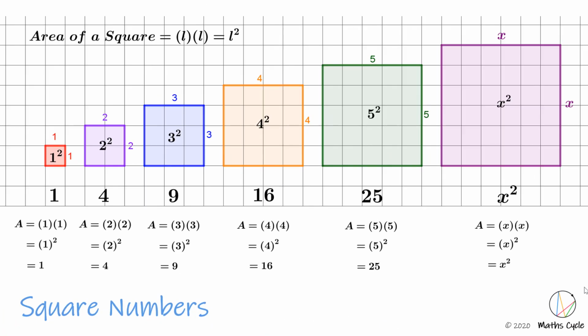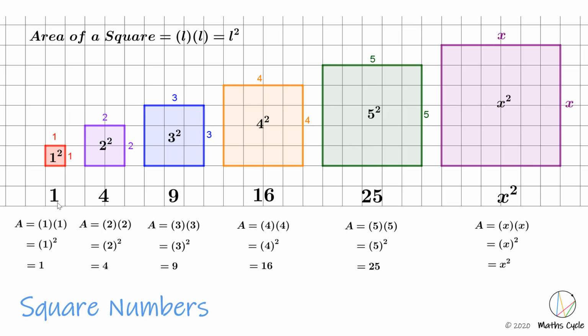Okay, so now we're going to look at the square numbers. The square numbers are 1, 4, 9, 16, 25, all the way up to any number squared, let's just say x squared. Now, a square number is a number that can be represented as the area of a square.